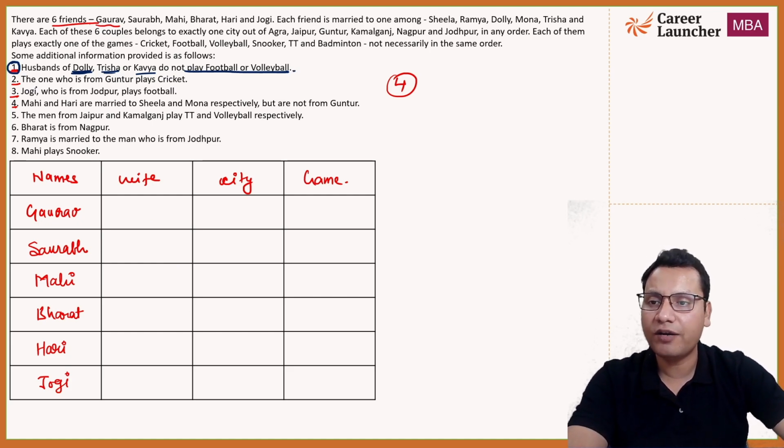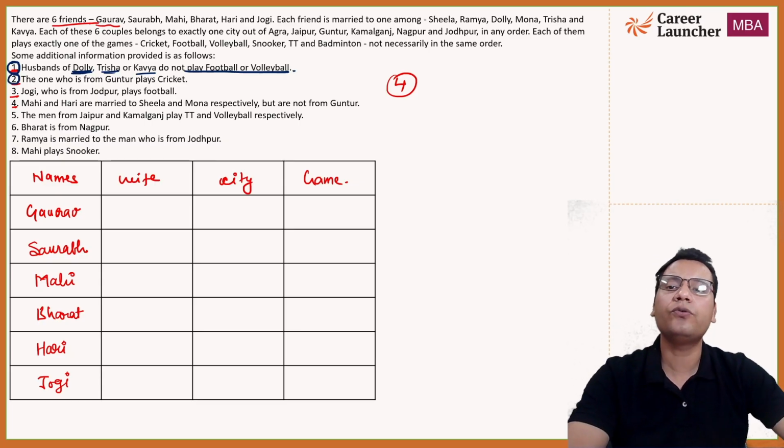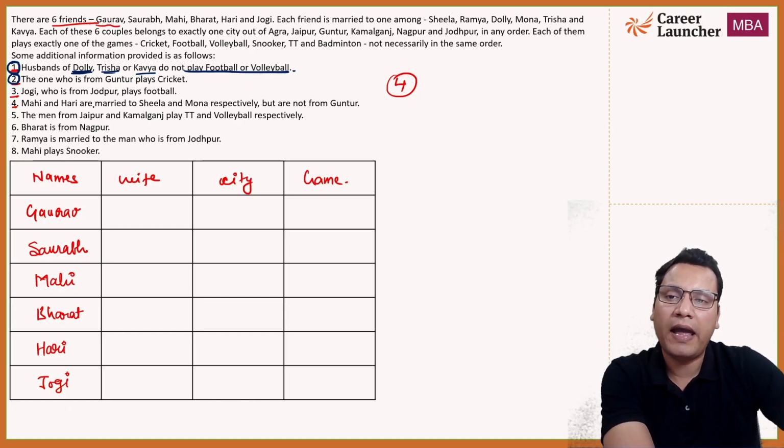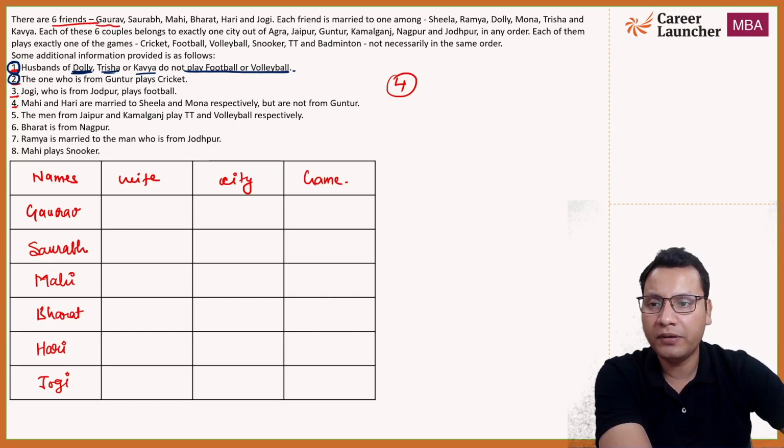Now second statement, the one who is from Guntur plays cricket. Again, this is not a great statement because we don't know who is the person who belongs to Guntur, or who plays cricket, right? So not a direct statement. Again, you can put this statement on hold for some time.